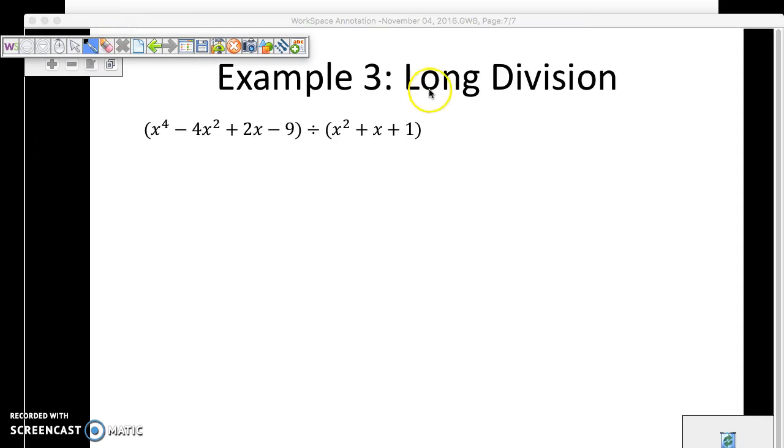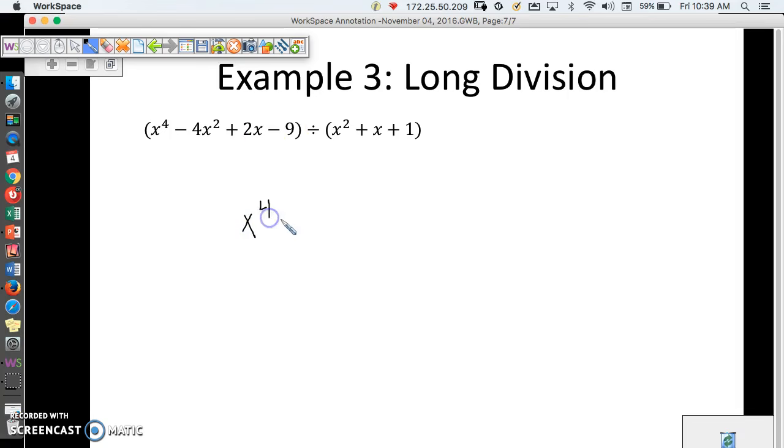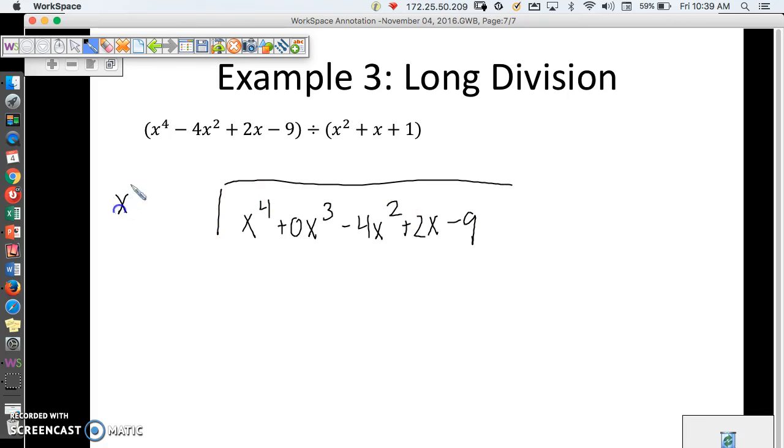So again, looking at example 3 here, long division. x to the fourth, I notice we don't have any 0x cubes, minus 4x squared plus 2x minus 9, divided by x squared plus x plus 1. So x squared times what gives us x to the fourth? Well, that would be x squared. Now we multiply it out, so that's x to the fourth, x squared times x is x cubed, x squared times 1 is x squared.